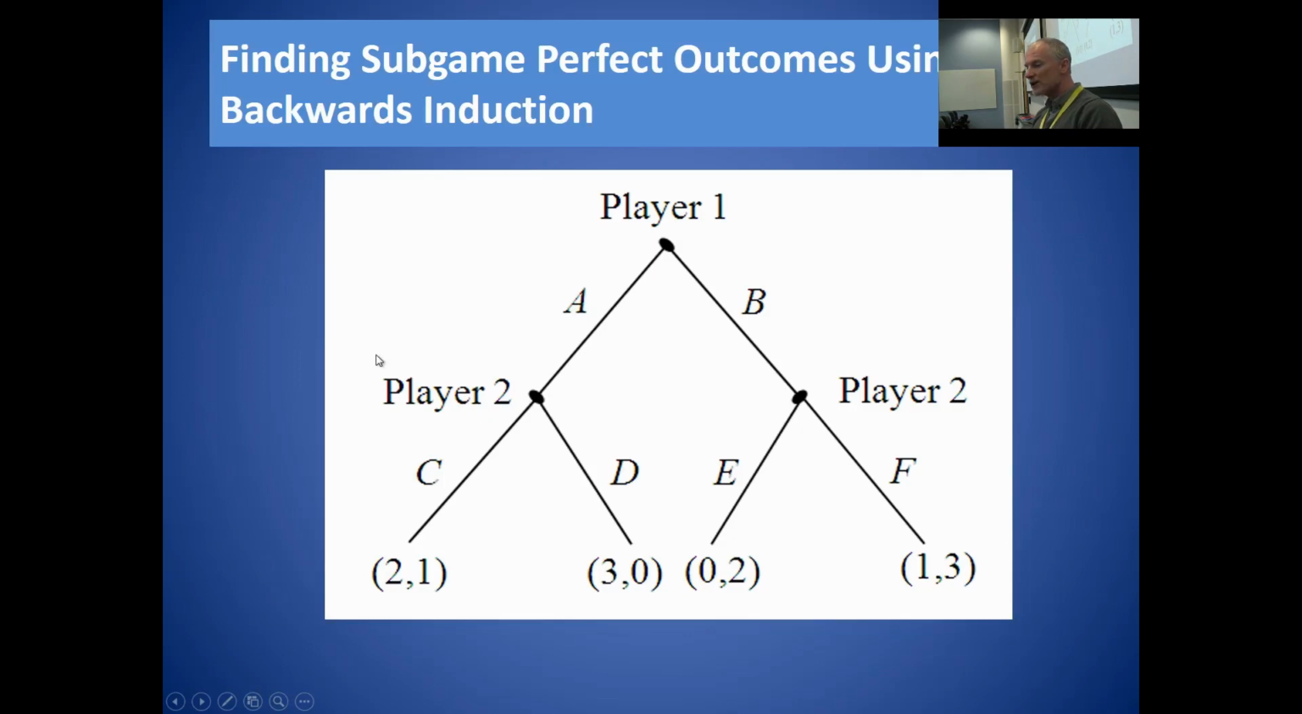So, player 2 is choosing over C or D. What would player 2 do? Choose C or D? Tell me. What would player 2 do? Got one C there, or D? Look, there's a 3 there. What would player 2 do? C or D?